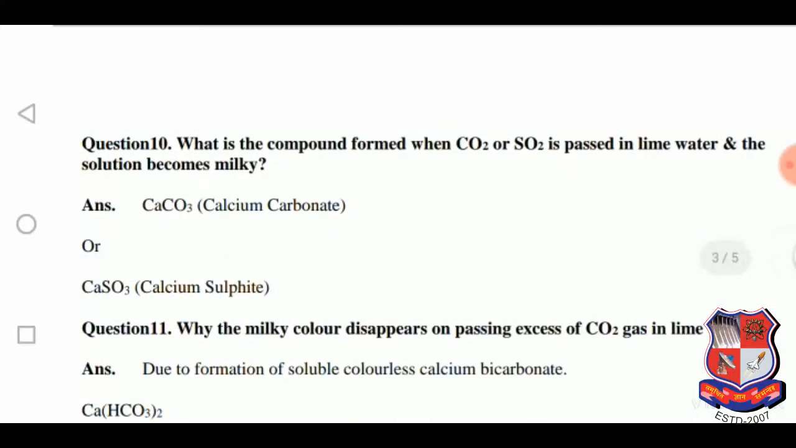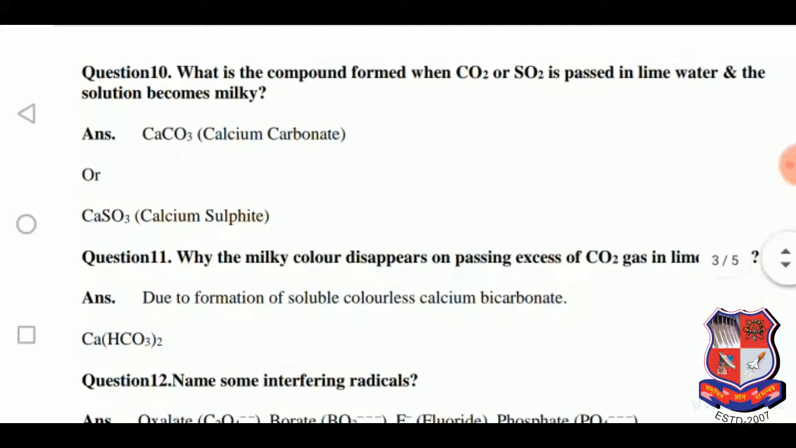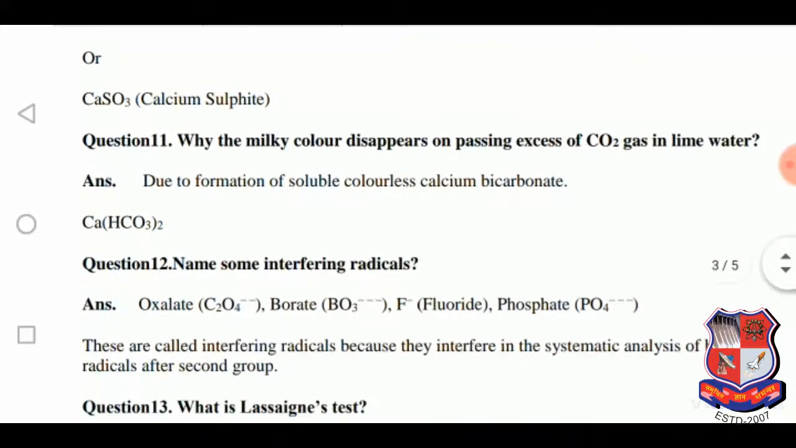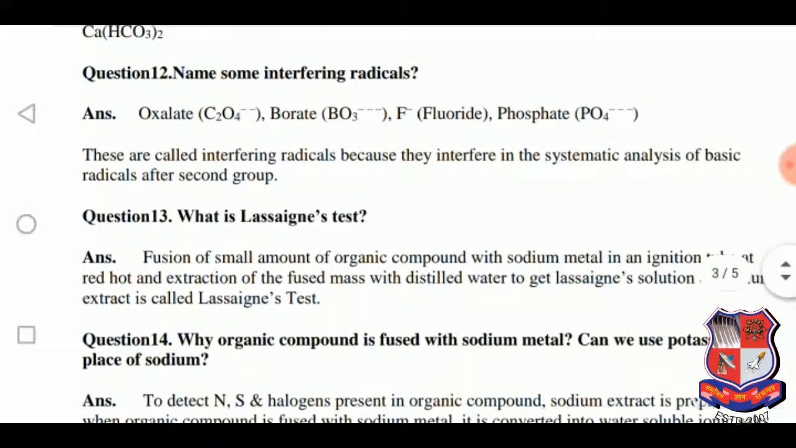What is the compound formed when carbon dioxide and SO2 is passed in lime water and the solution becomes milky? That is calcium carbonate and calcium sulfite. Why does the milky color disappear when passing excess carbon dioxide gas in the lime water? Due to the formation of a soluble colorless calcium bicarbonate. That is the formula.